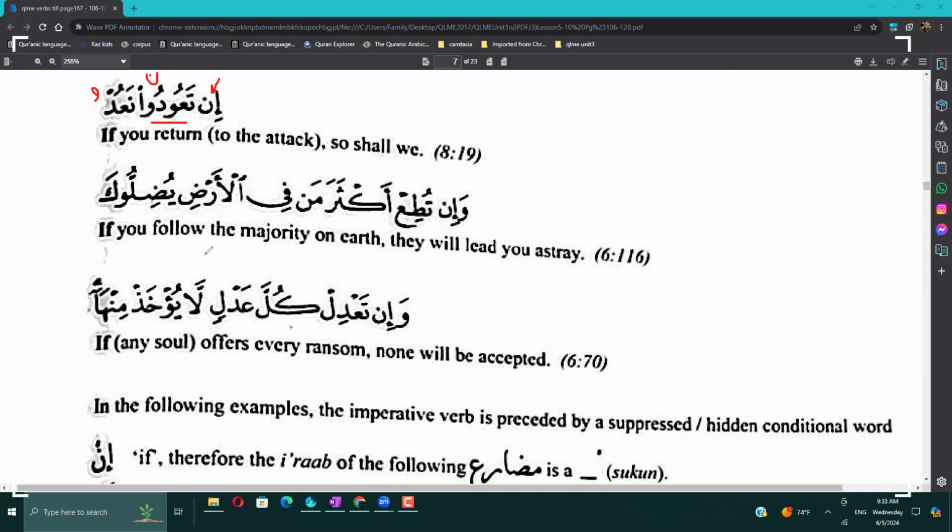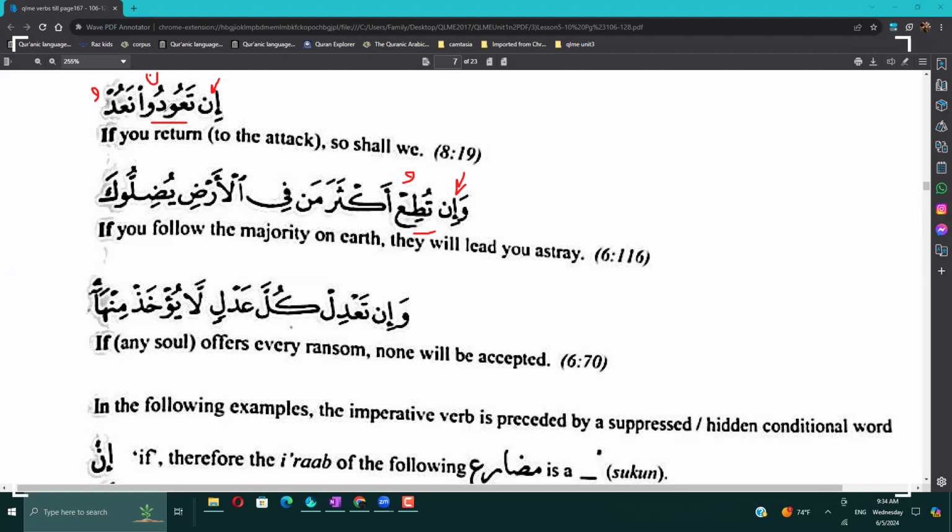وَإِن تُطِعْ أَكْثَرَ مَنْ فِي الْأَرْضِ يُضِلُّوكَ. So what is the jussive particle and what are the mudare that are majzoom? In is the jussive particle. Tuti is the first mudare; it should be tuti'.